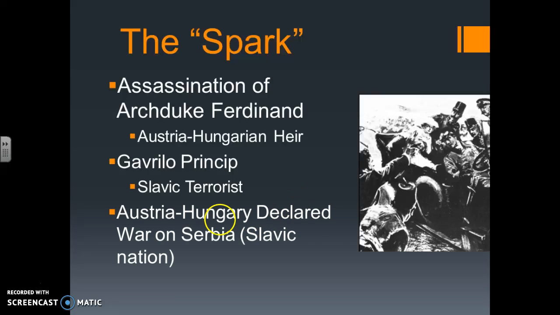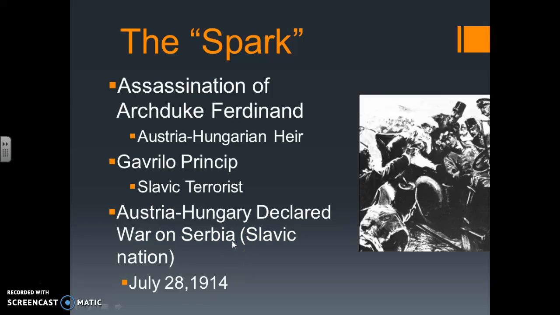Now, once this assassination occurs, Austria-Hungary asked Serbia as a nation to publicly and verbally denounce the Black Hand's actions, their acts of terrorism. The problem is Serbia does not recognize the group. And as a result, Austria-Hungary sees this as an act of defiance. Thus, they declare war on Serbia, which I said is a Slavic nation. This declaration occurs on July 28th, 1914.